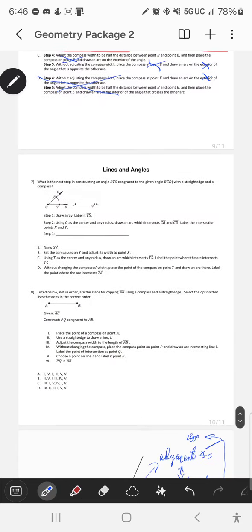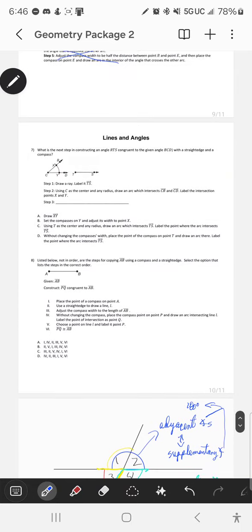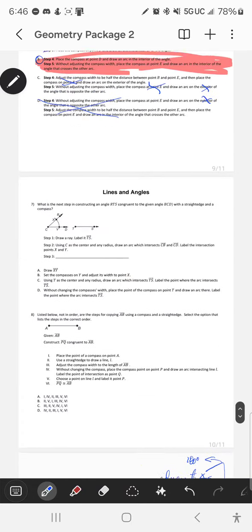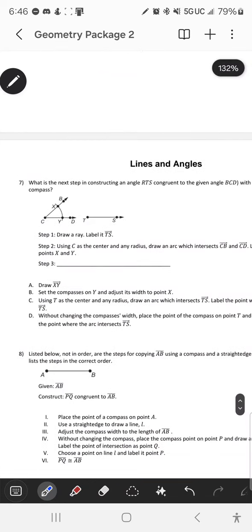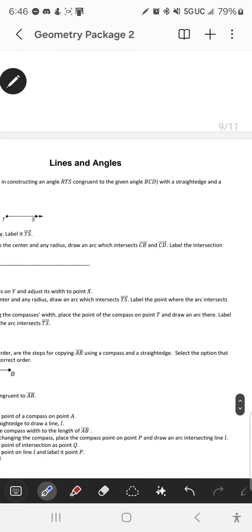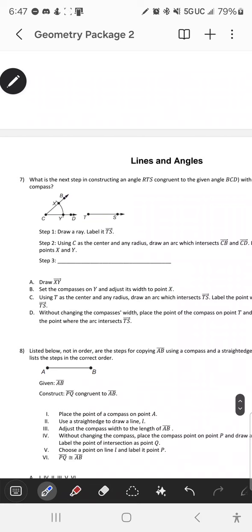Now let's see. Seven. I think I'm going. Oh, we're finishing. Okay, perfect. So we're going to start a new lesson next week. But either way, seven. What is the next step in constructing an angle RTS congruent to the given angle BCD with a straightedge and a compass?